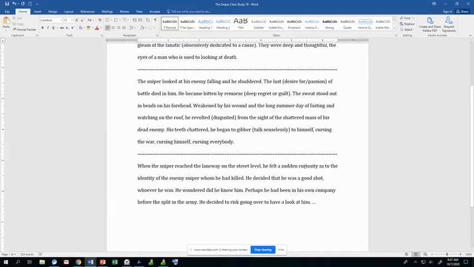Curiosity you might need to define, but I think you probably know it means being interested in something, right?